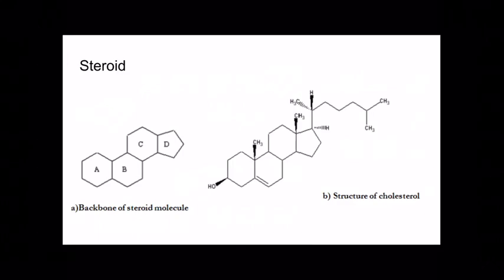So steroids, at their foundation, are made up of 17 carbon atoms that form four rings. So the rings are labeled A, B, C, and D. We can see A, B, and C are hexagon shaped, D is a pentagon shape. So all steroids have that exact same starting point.